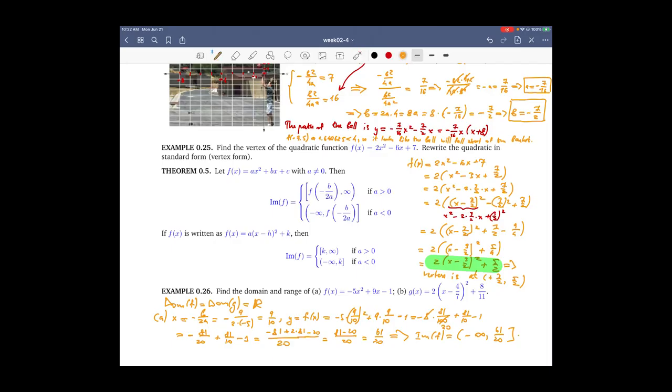Now for function g in example B, that is a parabola opening upward, and so the image is simply the interval from this number k up to infinity. So the image is the interval from 8/11, including that point, up to infinity.